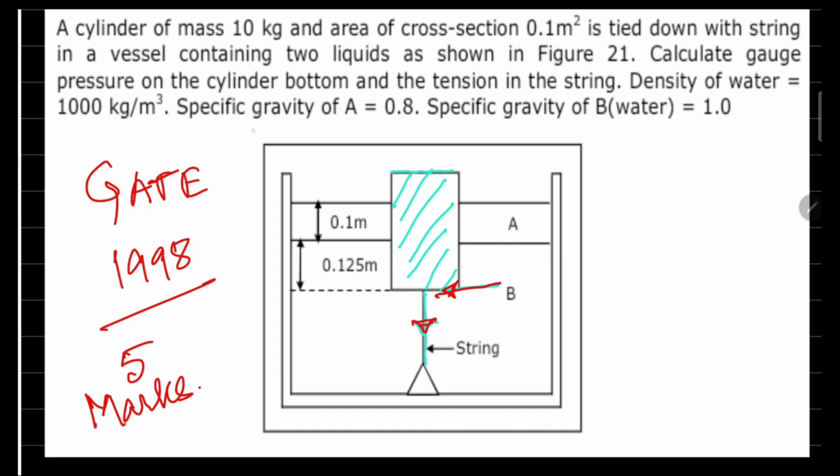So density of water is given, specific gravity of liquid A is given, and the specific gravity of water is known to us, that is 1. So this is liquid B, liquid A, up to this height and this height. First we will find out the gauge pressure at this location. We are aware that gauge pressure is additional pressure to the atmospheric pressure. So up to this location is your atmospheric pressure, and the pressure due to the depth up to this point will make the gauge pressure.